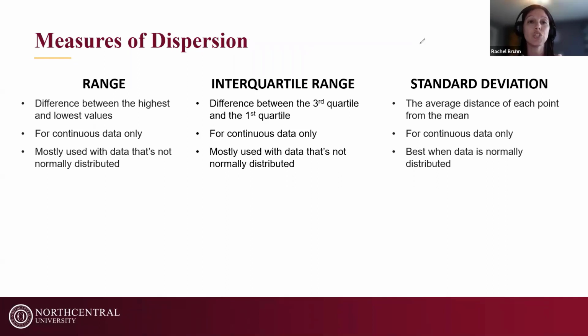So this ties into dispersion. And dispersion is just talking about the variability in the data set. So while it's great to know what the central tendency is, also knowing how much variability there is in that data set helps to give an idea about the sample that you're dealing with. So there's three common ones that are used.